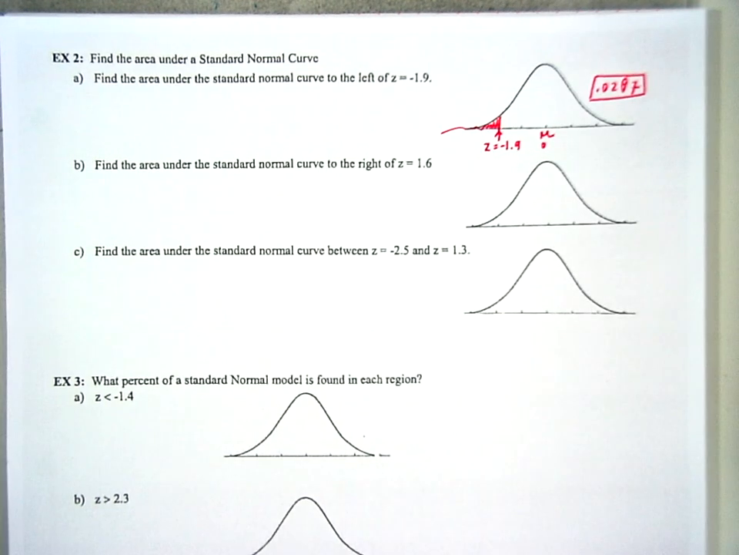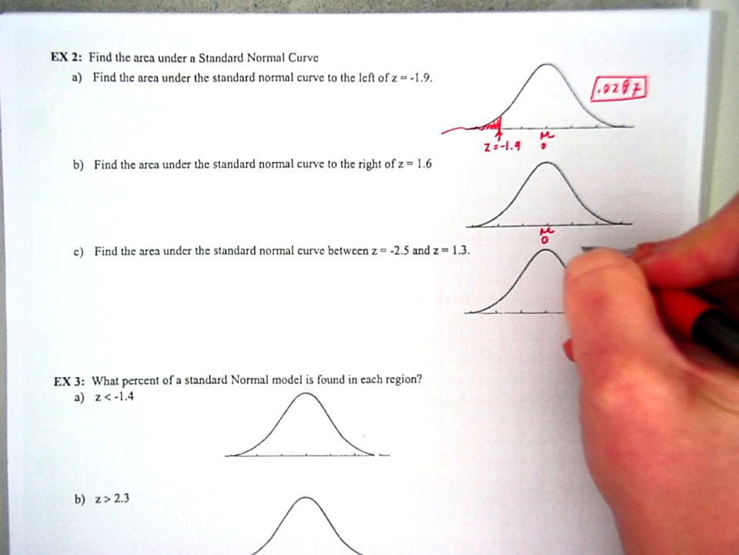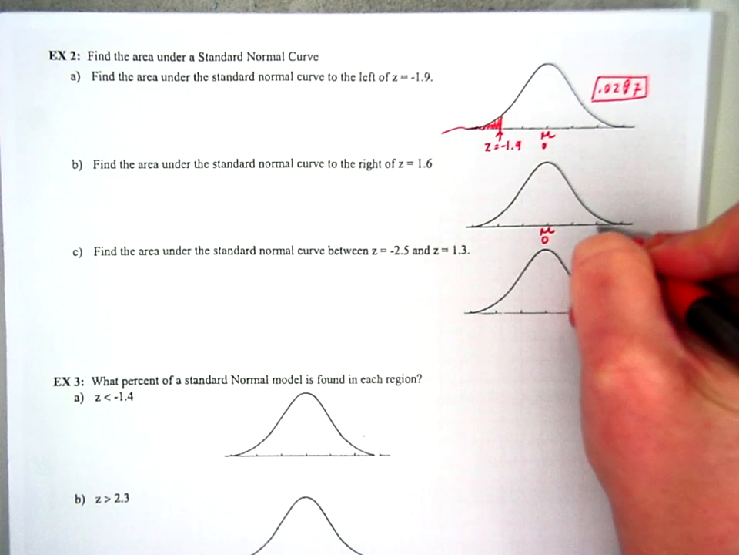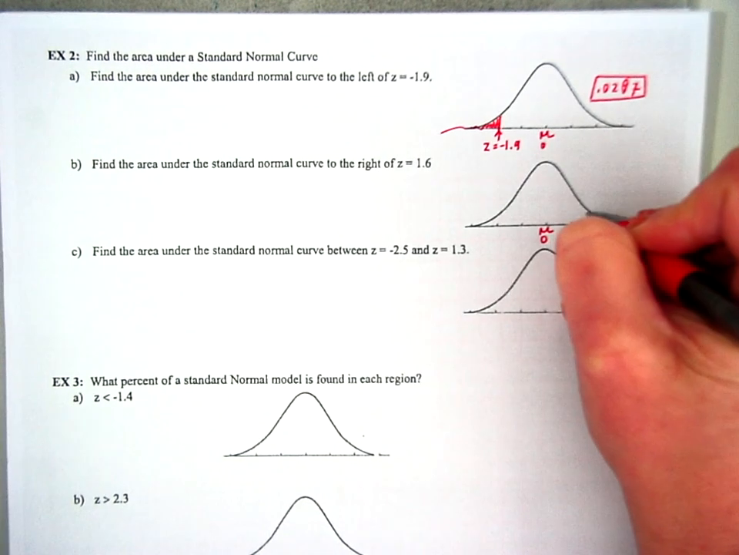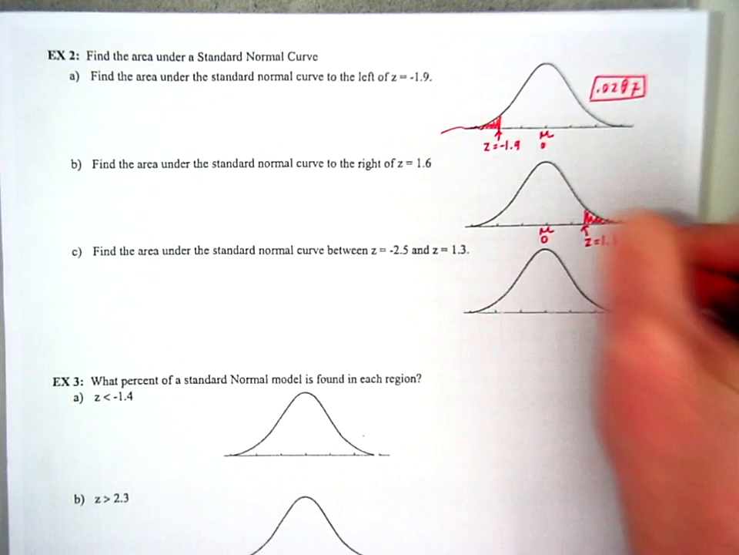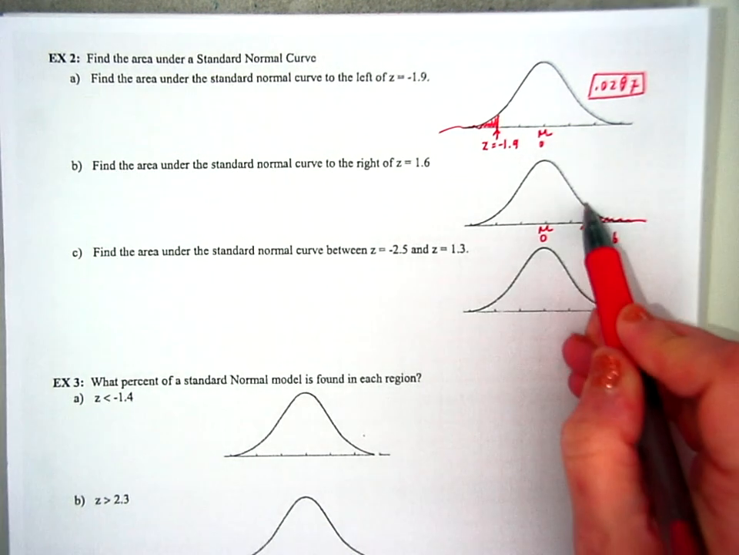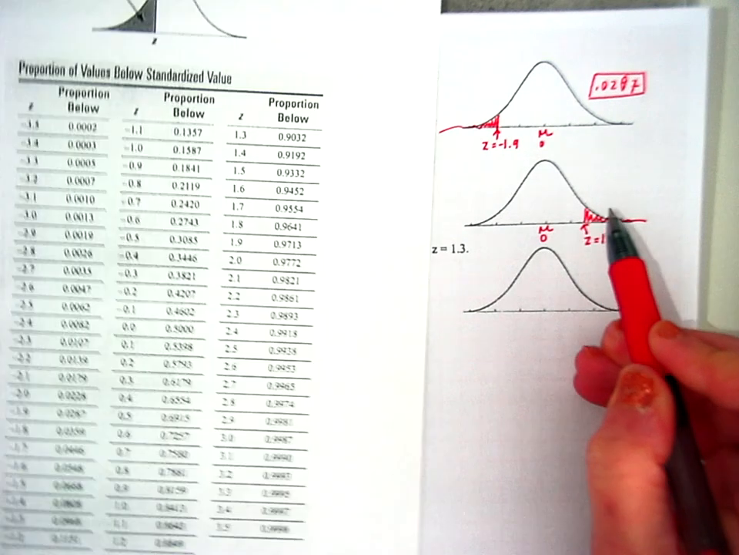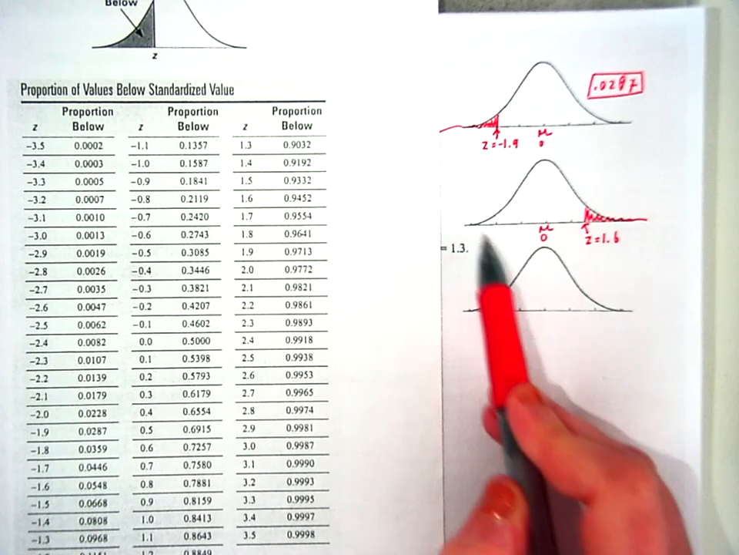Okay, next up for B, find the area under the normal curve that's to the right of a z-score of 1.6. So again, here's my mean, that's z-score of 0. So here would be 1 standard deviation, here would be 2. So here is about 1.6. And I'm asked to find this area that's to the right. So my z-score chart is always telling me what is to the left. So if I look up a z-score of 1.6, right here, it's telling me the proportion below. So it's telling me this area right in here.